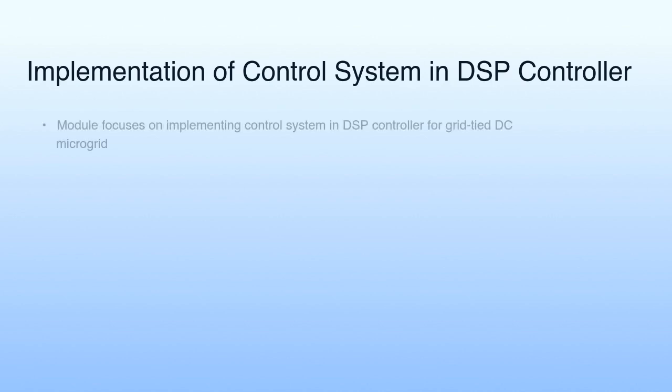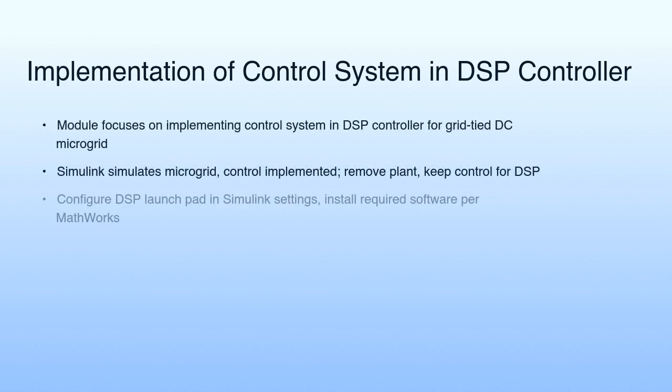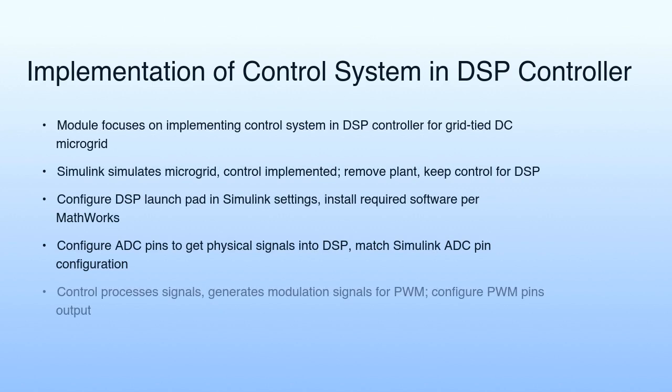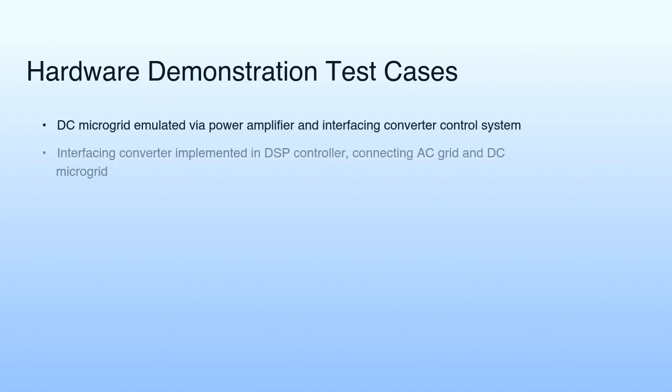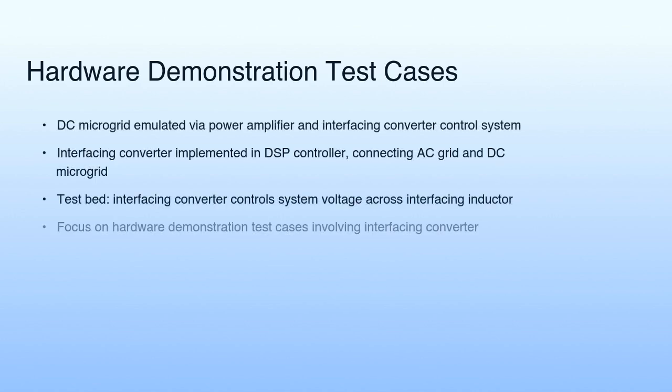Moving on, the video focuses on implementing the control system in a DSP controller, guiding the audience through the process of configuring the DSP launchpad, ADC pins, and PWM pins for signal processing and modulation signal generation. The hardware demonstration test cases are highlighted, where the interfacing converter control system regulates the voltage across the interfacing inductor, connecting the AC grid and the DC microgrid.